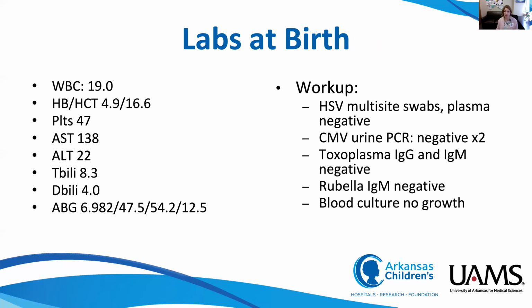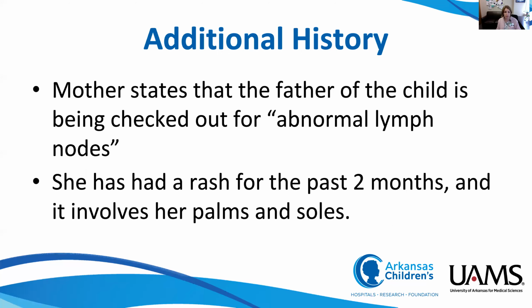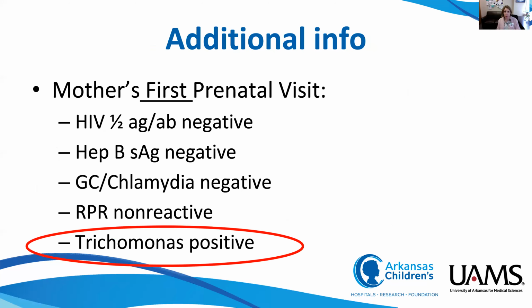Without any answers, they sent the baby over to Children's. When the child arrived here, I talked with the mom, and she tells me that the father of the child is being checked for abnormal lymph nodes. And she says that she herself has had a rash for the past 2 months and it involves her palms and soles. Then we look at her first prenatal lab visits, and what was noticeable was that she had trichomonas. So she has an STI at her first prenatal visit, which should set off some alarm bells.